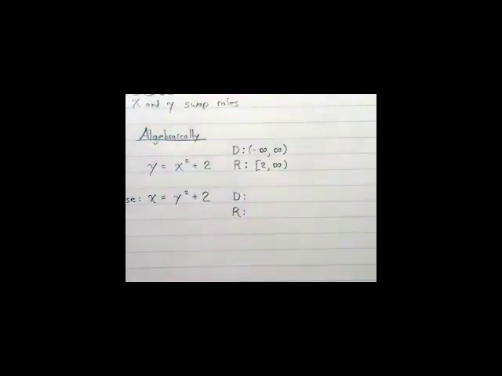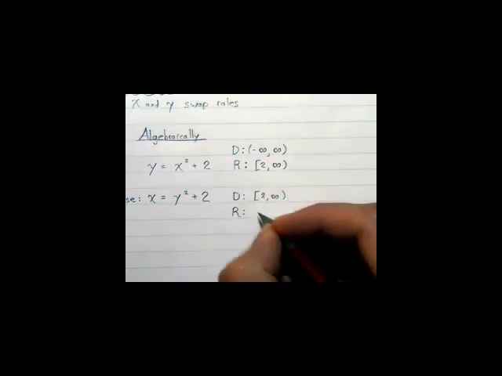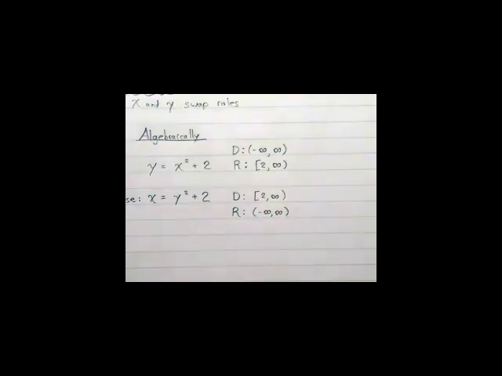And what do you suppose the domain and the range are? They are switched. Exactly. If x becomes y and y becomes x, then those numbers for which we can use x become those numbers for which we can use with y. And those numbers for which we can use with y become those numbers we can use with x. Okay? So our domain now is 2 to infinity. And the range is negative infinity to infinity. Okay? That's an important thing to remember with these two. That's a helpful fact.